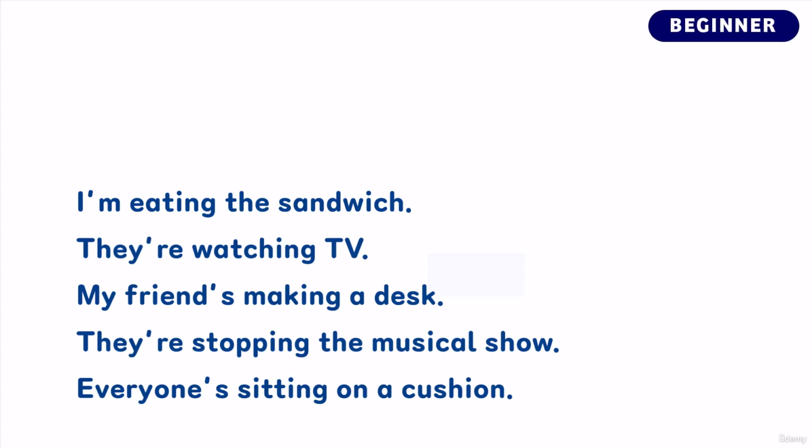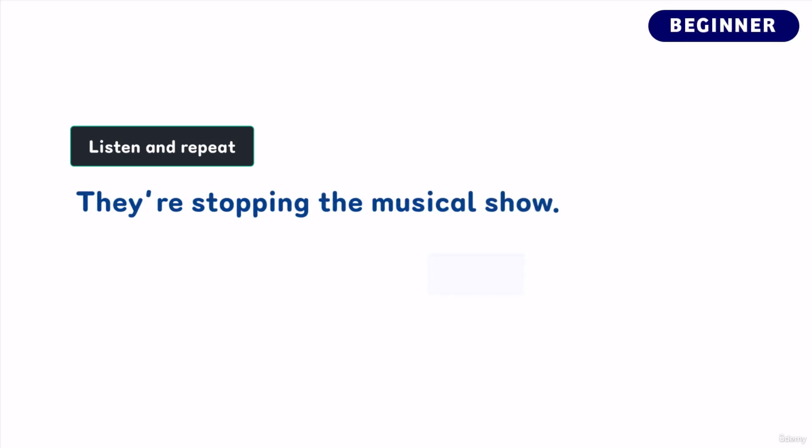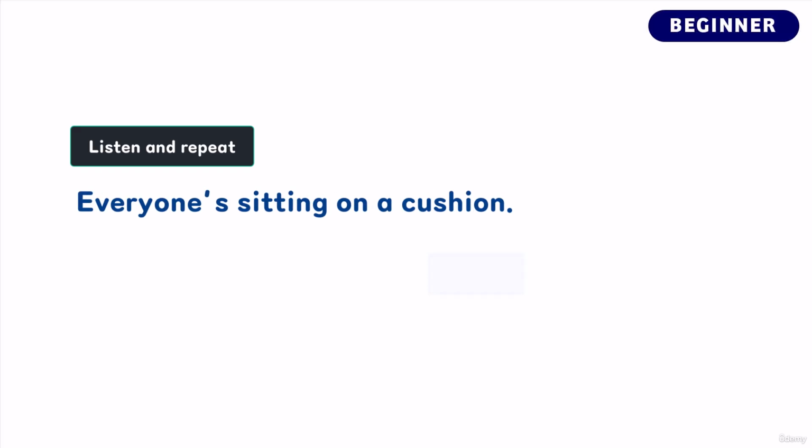And in speech, we contract the subject and the verb to be. Okay, so let's now do a speaking practice of these sentences. I'm eating the sandwich. They're watching TV. My friend's making a desk. They're stopping the musical show. Everyone's sitting on a cushion.